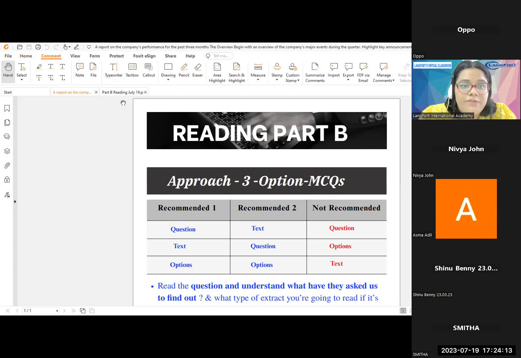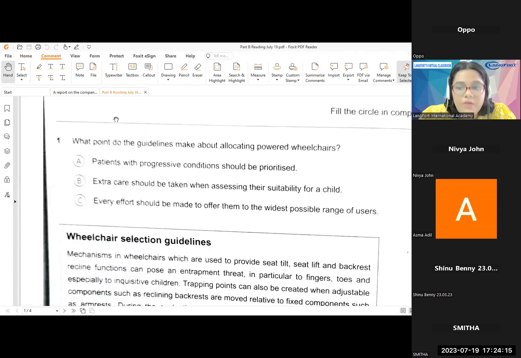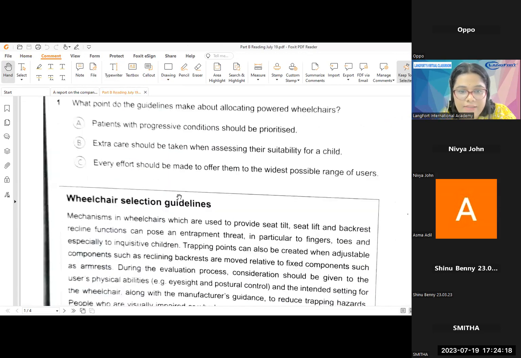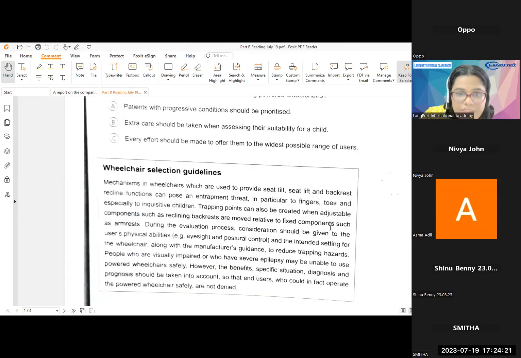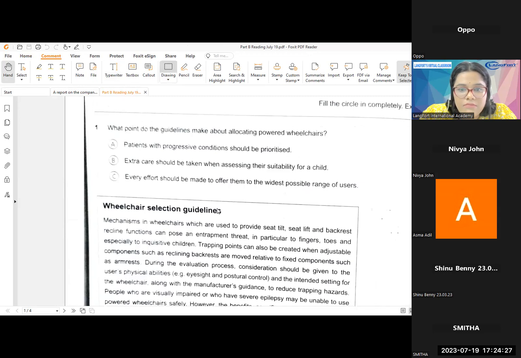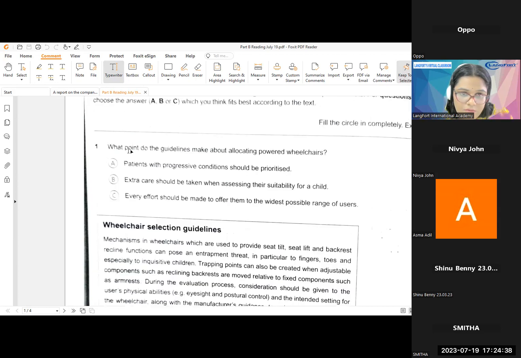Okay, all right. So let's start with today's extract. Here we go. Okay, this is our first question. Let me just zoom out so it's visible. Smita, can you unmute yourself and read the first question for me, please? Yes, ma'am. Good evening, ma'am. Good evening, Smita. What point do the guidelines make about allocating powered wheelchairs? I want all of you to read the question. What point do the guidelines make about allocating powered wheelchairs?